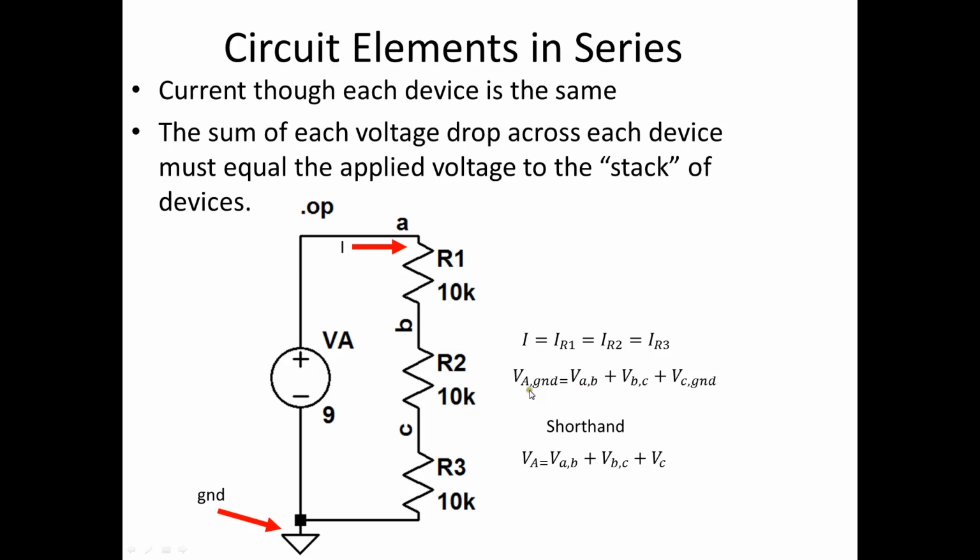And notice that when a voltage is referenced to ground, you don't need to put a comma ground after it. So VA is measured to ground, but VAB is measured across that resistor. VBC is measured across this resistor. And VC ground, measured across this resistor, is still referencing voltage C to ground, so we don't need the comma ground.